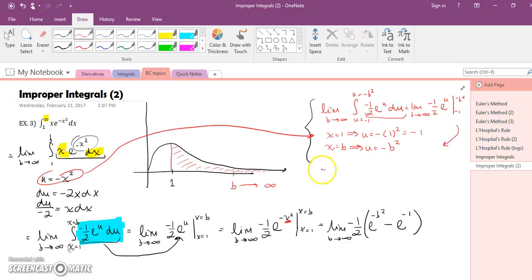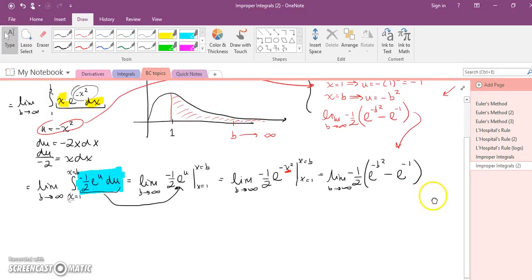So I'm going to move back down here. So I have the limit as b goes to infinity of negative 1/2. Leave the negative 1/2 on the outside. Now, since these are u values, I'm going to plug them right in for u. So it's e to the negative b squared minus e to the negative 1. And look, it's the same exact thing. It's just a couple steps that are different. Again, you're going to decide, would you rather go from u back to x and not mess with the limits of integration, or would you rather change the limits of integration and not go back to x? Same thing in the end.